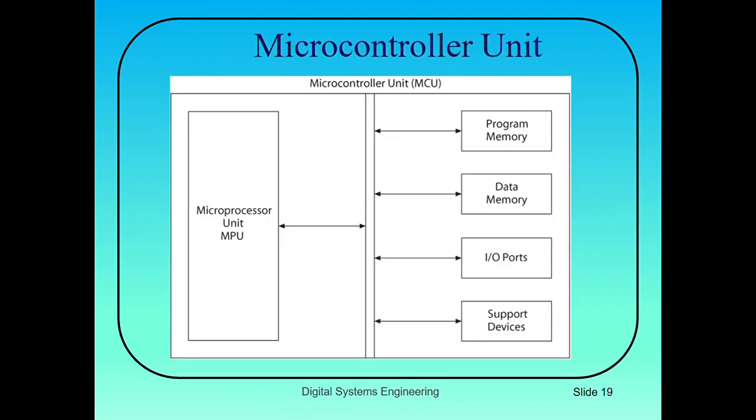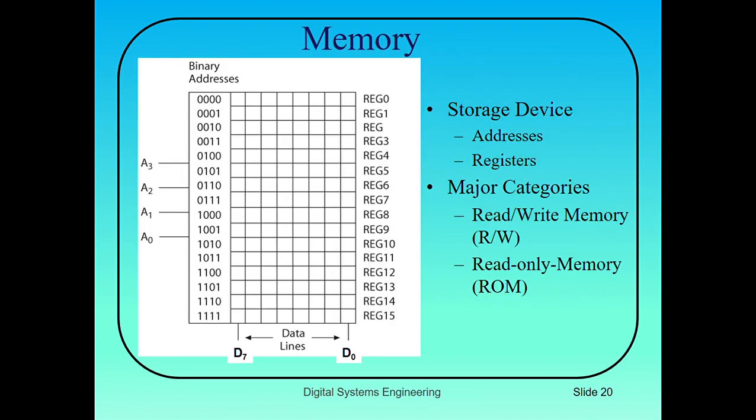Here you will find this microcontroller unit or MCU. It has the microprocessing unit, MPU, and the program memory, data memory, I/O ports, port devices, everything on a single chip. So this is the block level diagram of our microcontroller unit.